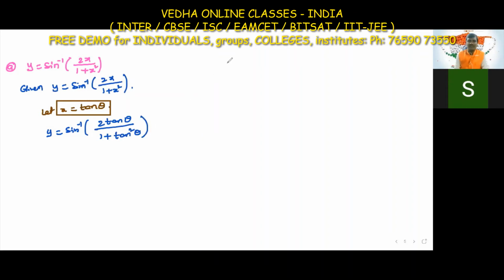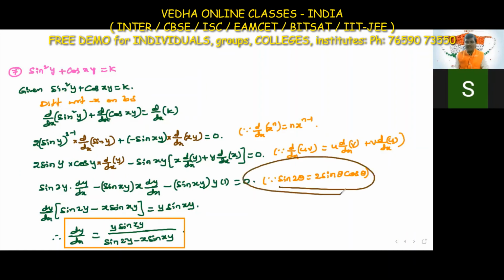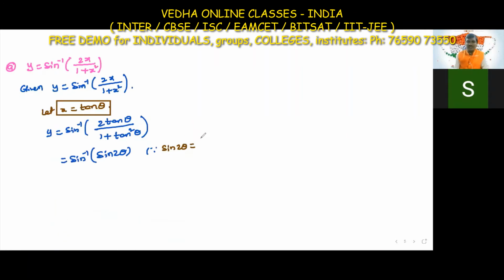We have the formula for sine 2 theta. So sine inverse of this is the sine 2 theta formula. I am writing the formula here. Just now we discussed one formula, that is 2 sine theta cos theta. Other than this, we have one more formula, that is 2 tan theta divided by 1 plus tan square theta. This is the sine 2 theta formula in terms of tan.